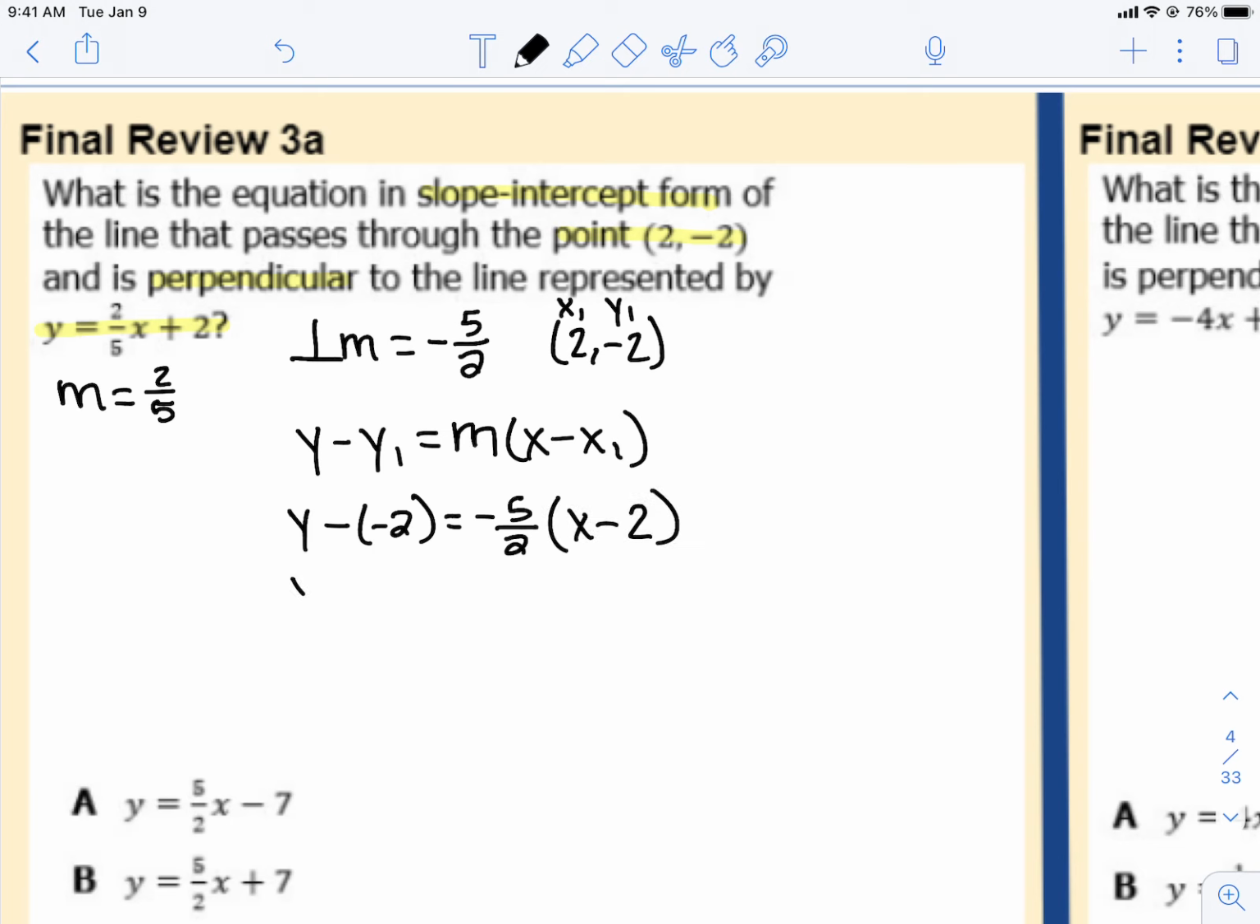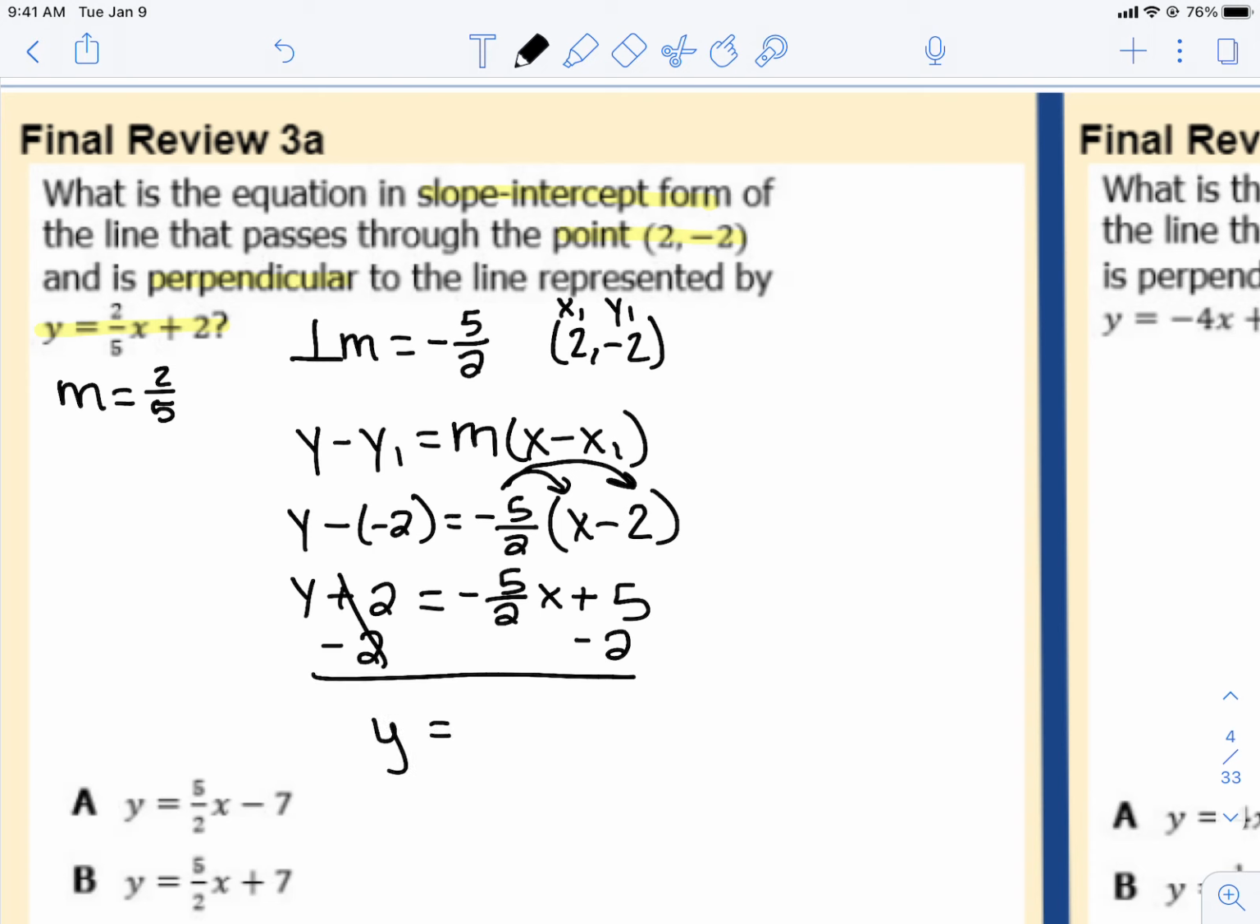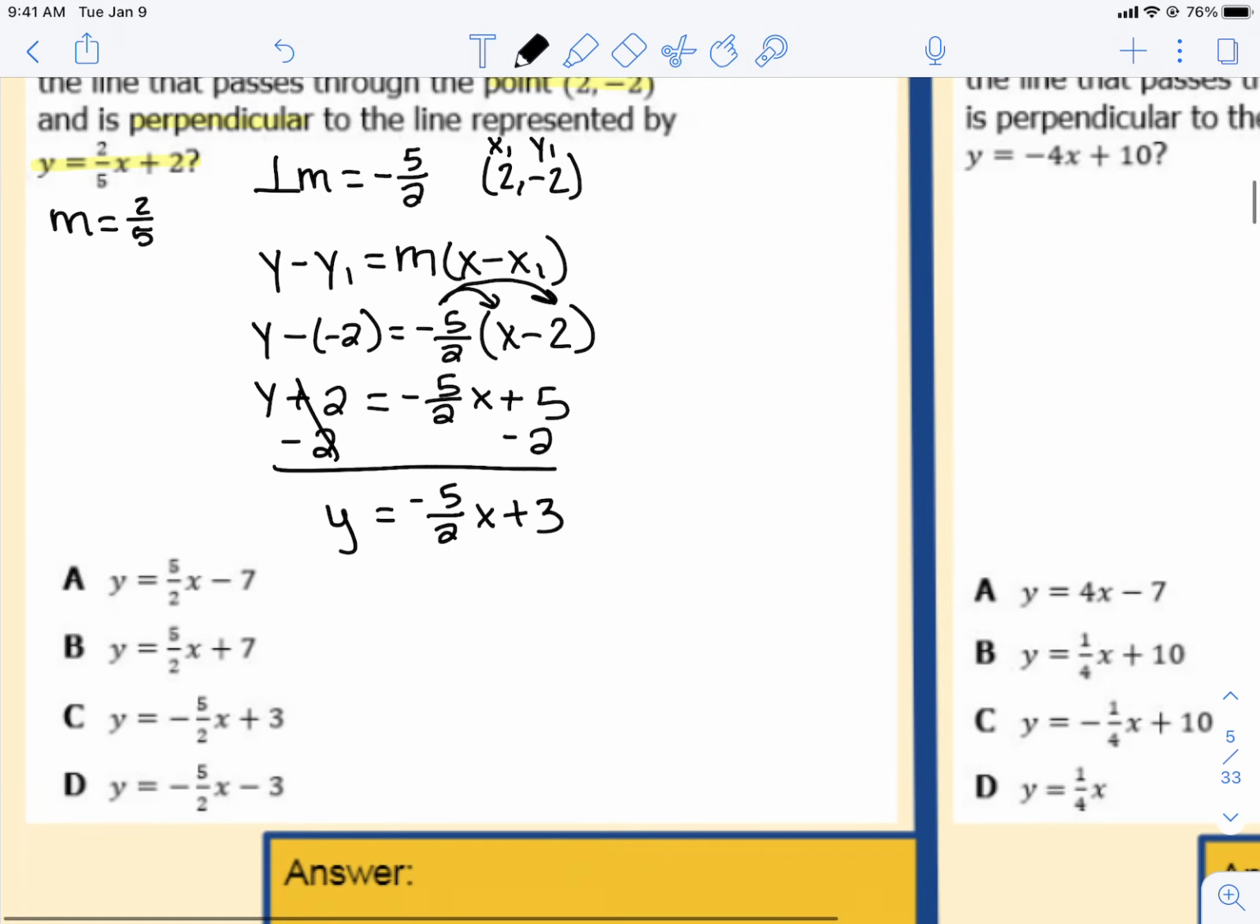So y minus -2 turns into y plus 2. I'm going to distribute this over here. So I get a negative 5/2 x, and I get a negative 5/2 times -2. Two negatives make a positive, and it turns into just 5. Then I subtract 2 from both sides, and I get y is equal to a negative 5/2 x plus 3, which is answer choice C.